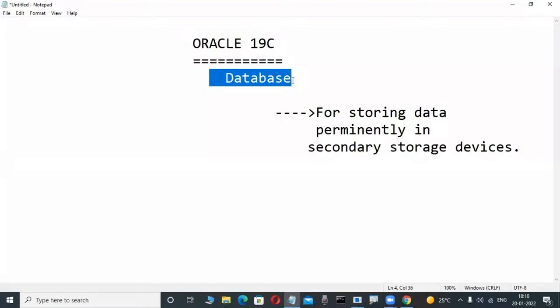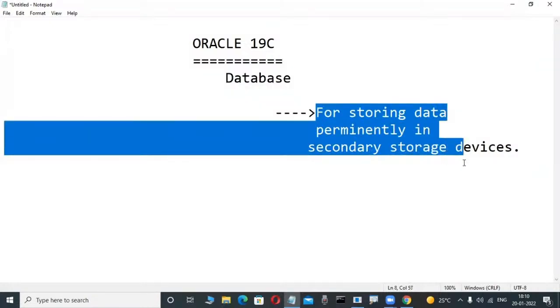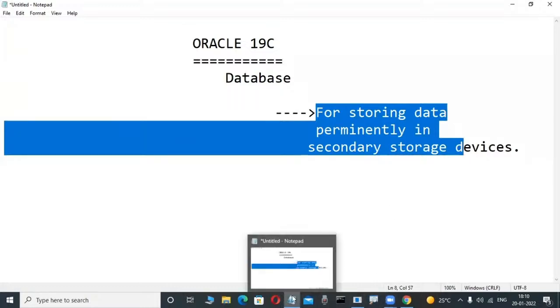Oracle is a product from Oracle Corporation. But what is the purpose of that? For storing data permanently in secondary storage devices. Now observe it slowly. Actually, so many database applications are there worldwide. 90% of these software applications depend on a database. Without a database, it is impossible to store the data.